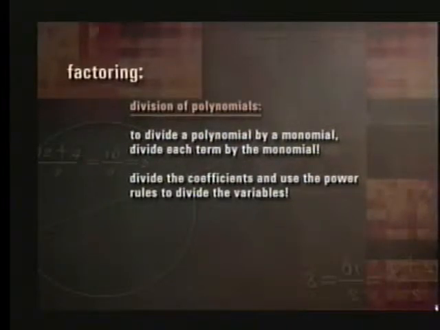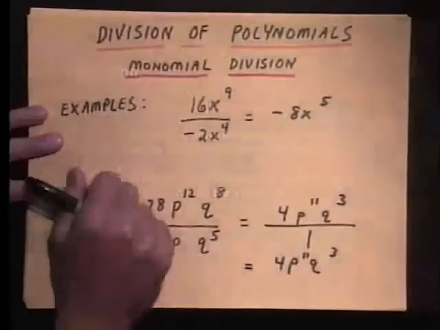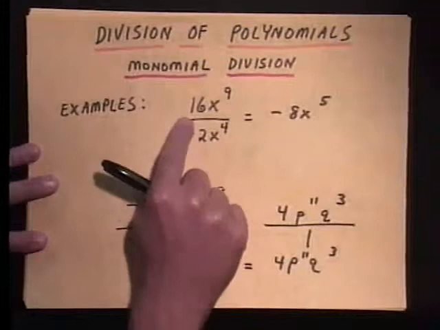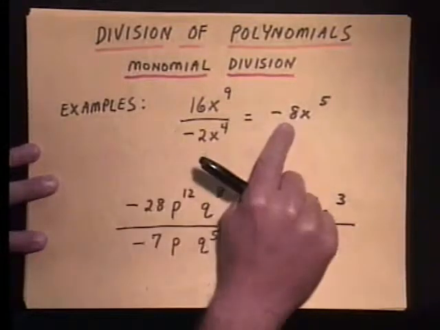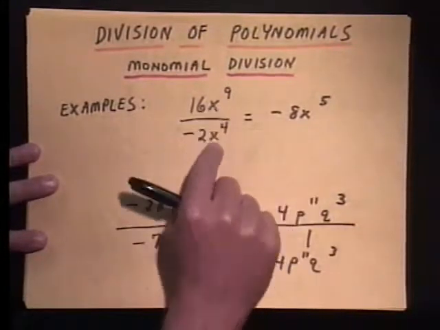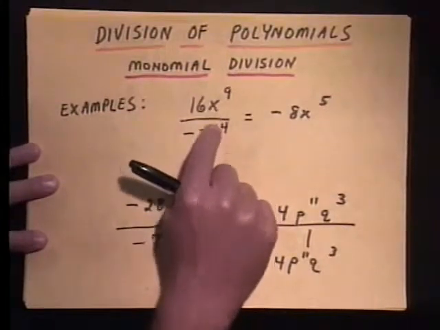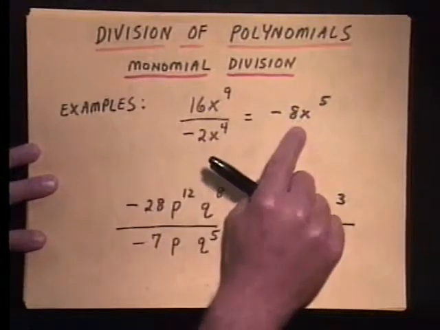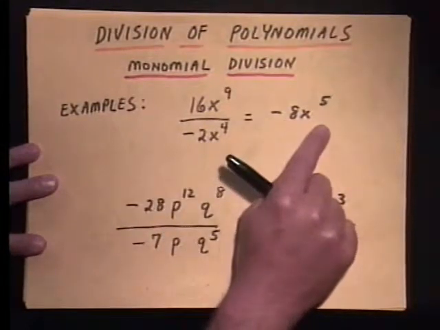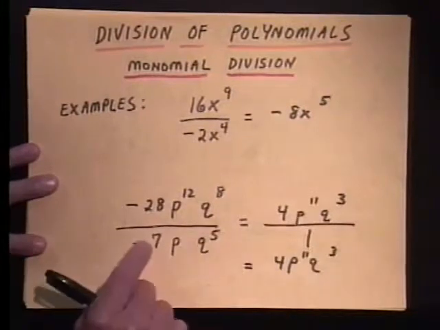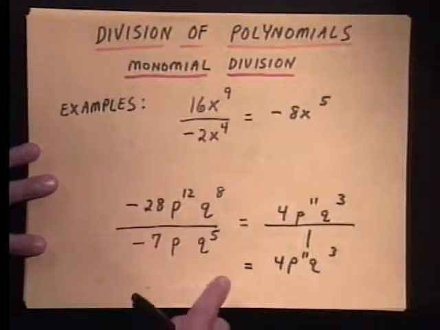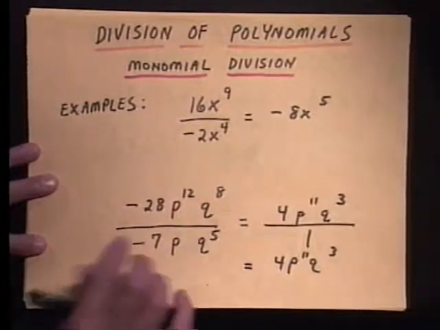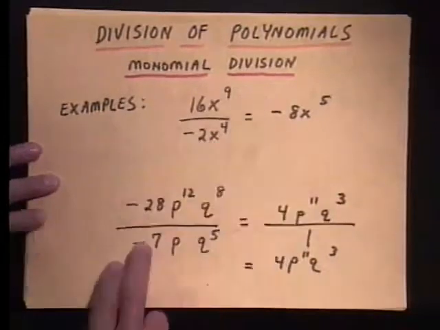So going to the examples we've looked at already, when we divide a monomial into a monomial, we just take the numbers, -2 into 16, we got -8, and on the variables, remember, whenever you divide same bases, you subtract the powers. So 9 minus 4 gave us the -8x to the 5th. And similar to the next example here, number into number, +4, subtract the powers on the p and q, p to the 11th, q cubed. So these were examples of monomial division.